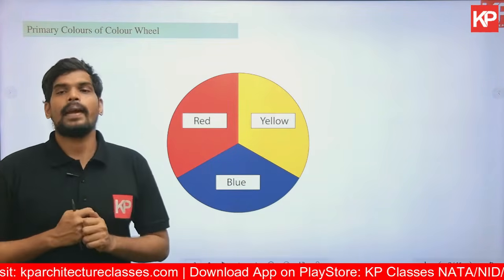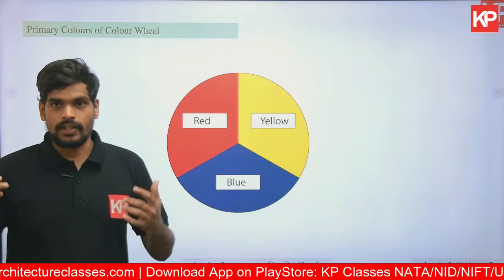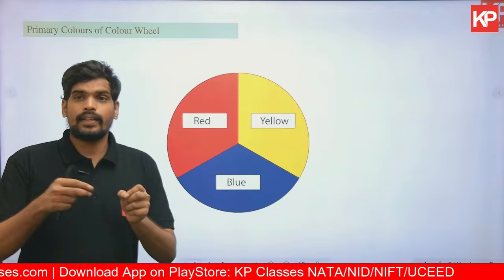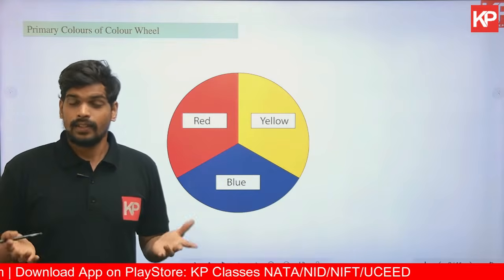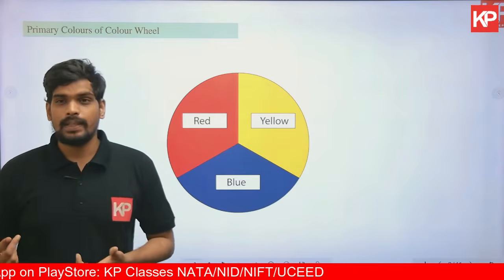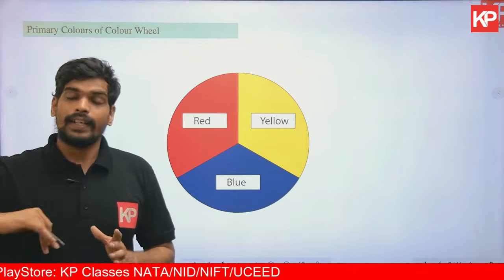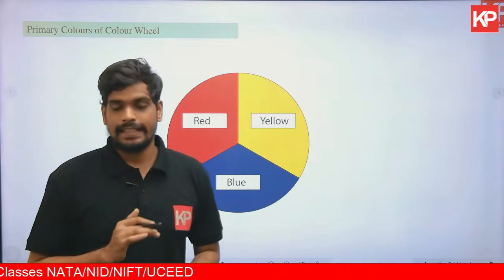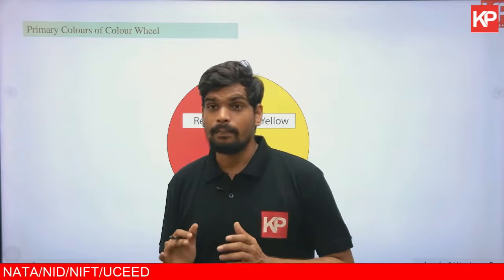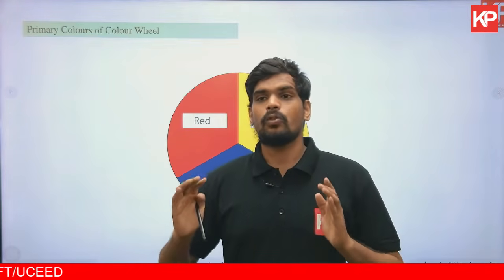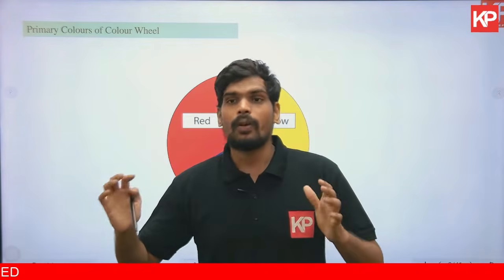So you can create them by mixing. If I ask you to create orange, how can you create orange? By mixing red and yellow. If you take some red paint and yellow paint and mix them, you will get orange paint. If you take blue paint and some yellow paint and mix them, you will get green paint. Similarly, any other color on the color wheel other than these three can be obtained by mixing. So these three are the primary colors. What is primary? Primary colors are those which are not obtained by mixing.